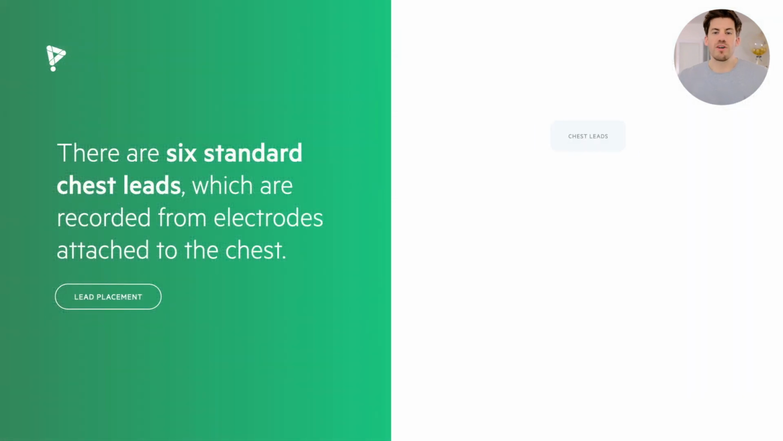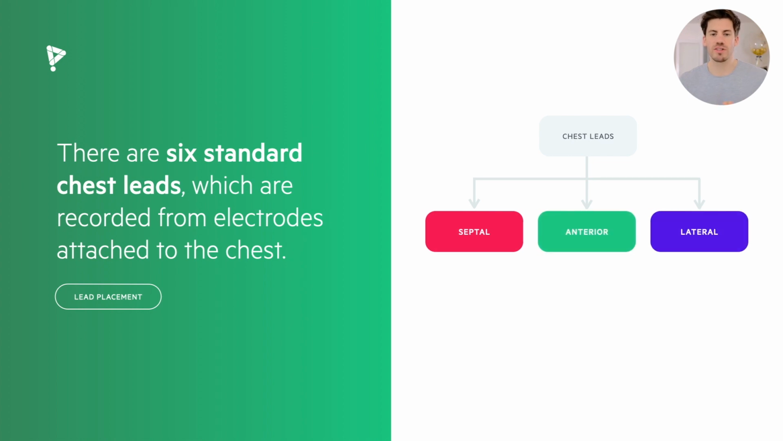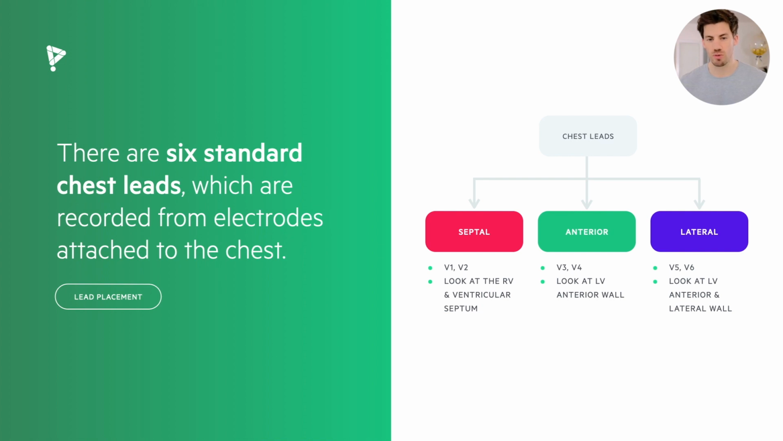Then there are 6 standard chest leads, which are recorded from electrodes attached to the chest. And like the limb leads, there are 6 chest leads. These can be divided into septal leads, anterior leads, and lateral leads. The septal leads are V1 and V2, and these look at the right ventricle and the ventricular septum. We have the anterior chest leads, V3 and V4, which look at the left ventricular anterior wall. And then we have the lateral leads, V5 and V6, which look at the left ventricular anterior and lateral walls.